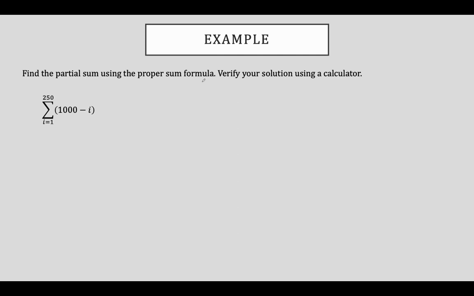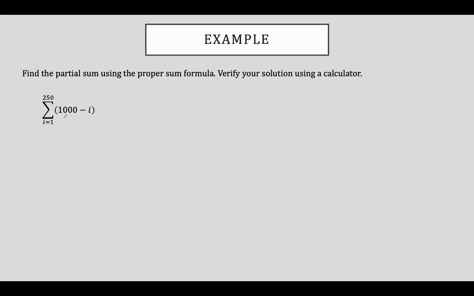So far, we've only talked about this one sum formula, but as we continue in the chapter, there's going to be a couple more that you will be familiar with. So in order to pick the correct one, we must be able to identify the type of sequence we are dealing with. Well, this is an arithmetic sequence.